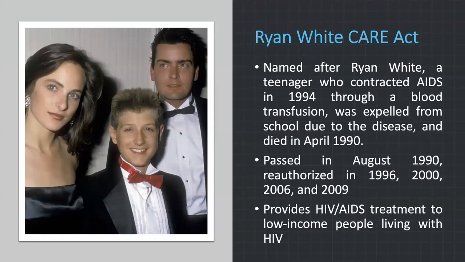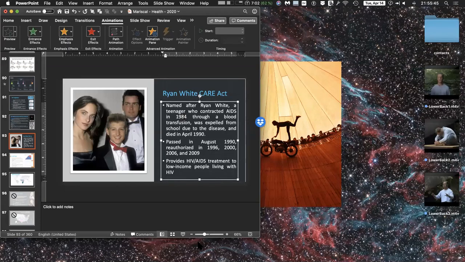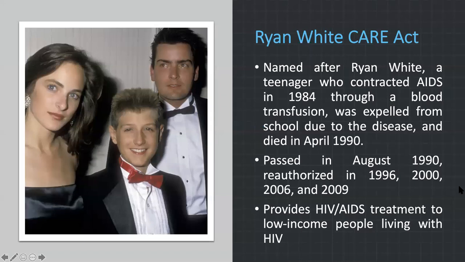It wasn't until a young child named Ryan White who contracted AIDS in 1984. That is a typo. 1984. Who was then eventually expelled because of the disease and died in 1990. The gay community used, well, with his permission, with his family's permission, used him as the poster child to show that it wasn't just targeting the vulnerable gay population.